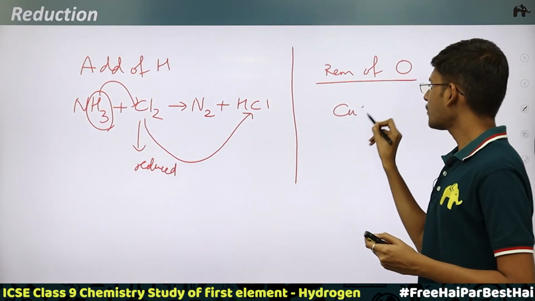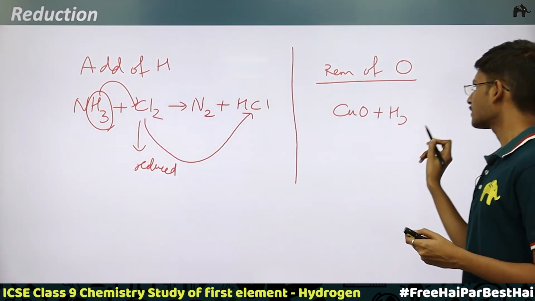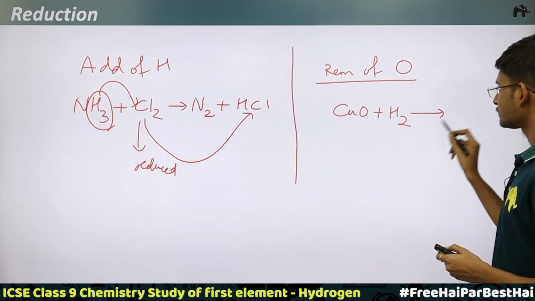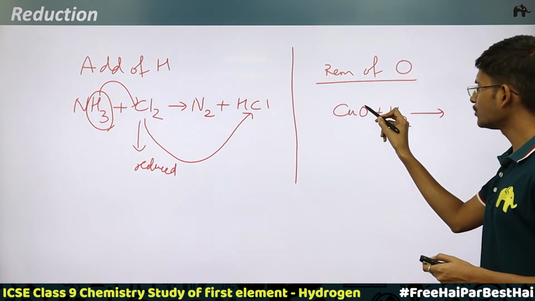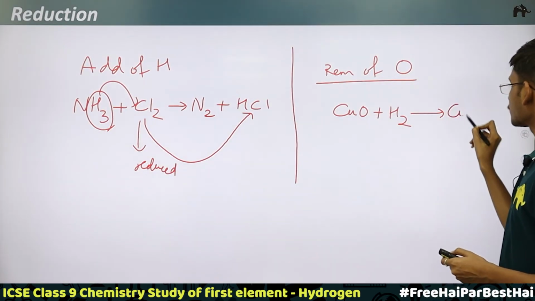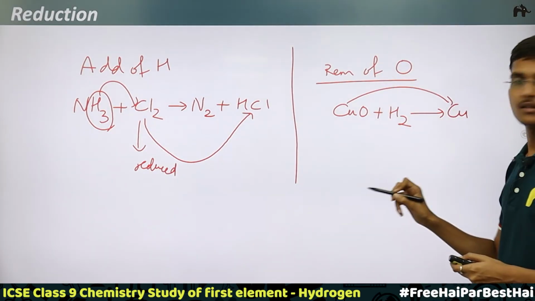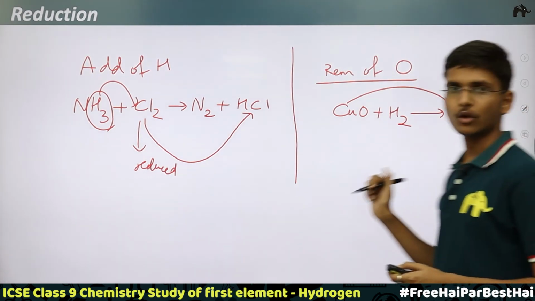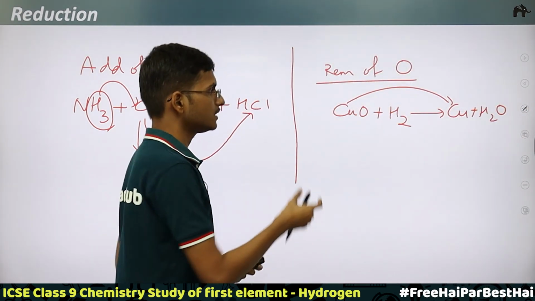Now in the same manner, removal of oxygen, very simple. If I am taking this copper oxide and I am treating it with hydrogen, what you would observe here is the oxygen would get removed from the copper oxide. So what would remain then? Only copper, and this hydrogen would pick up this oxygen and form water. In this way you can observe, in this way you can remember.